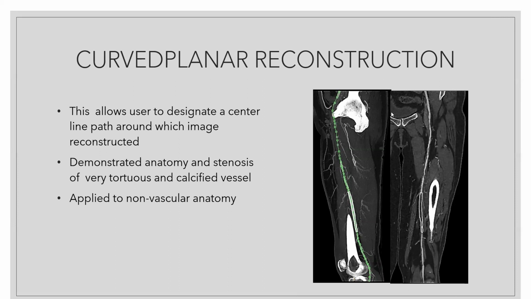Next is curved planar reconstruction. This allows the user to designate the central line path around which the image is reconstructed. This is used mainly to see the stenosis of a very tortuous or calcified vessel, and it is applied to non-vascular anatomy also, like for the kidney and ureter. The ureter is traced to see ureteric calculi and everything.